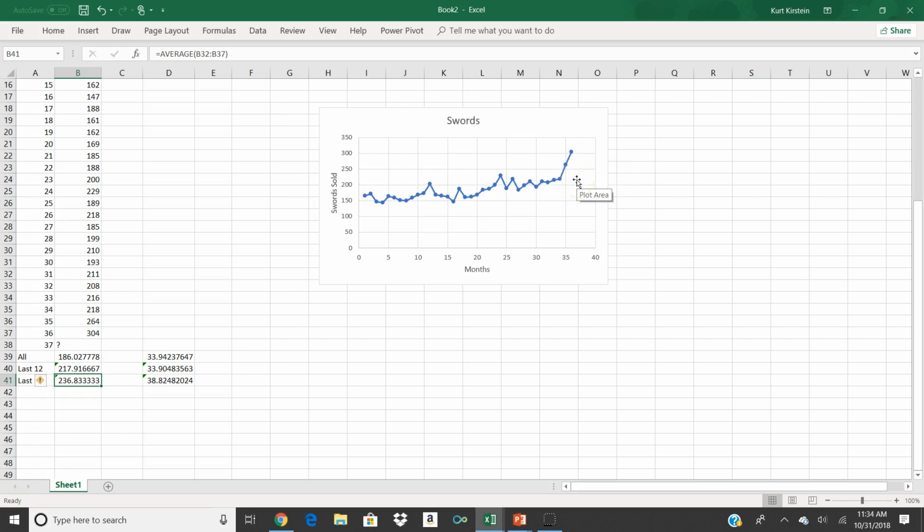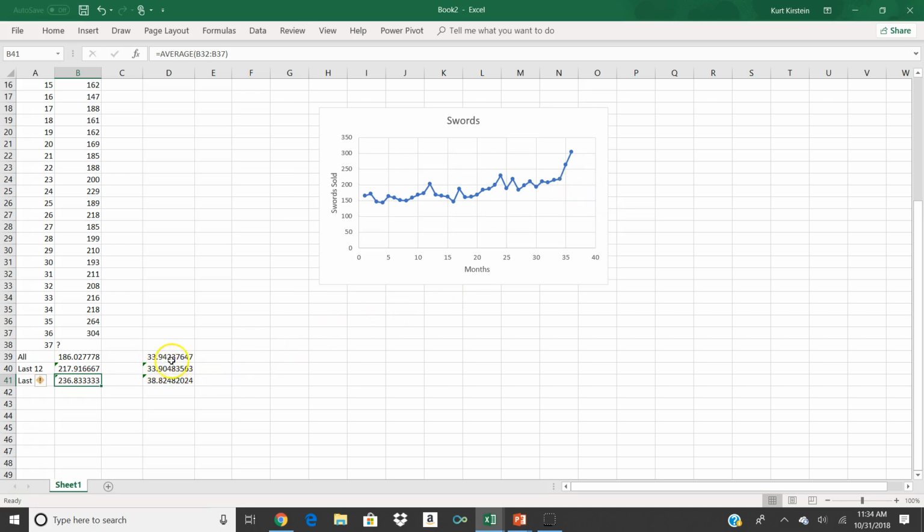And here's why. We talked already about trends, and it looks like we are seeing a trend in this data set. So that's inching us up. So we probably aren't going to use the entire average of the data set as our predictor for month number 37. The other thing we can look at is the standard deviation.